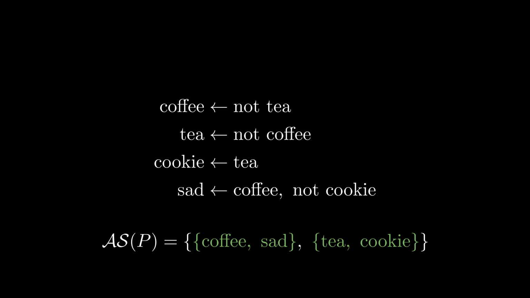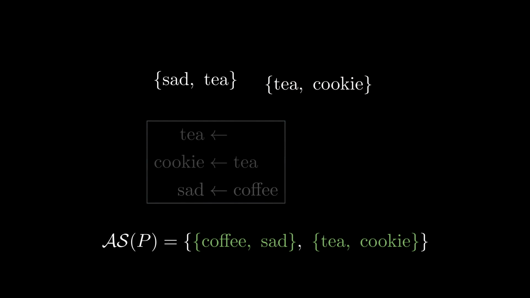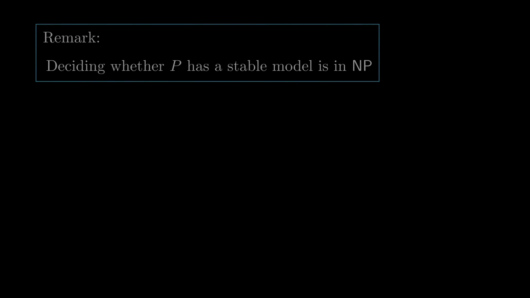If we have n atoms, then we might need to test 2 to the n interpretations to know whether there even exists a stable model. Well, we can of course guess a stable model, provided it exists, and then easily check whether it is indeed stable. As we have seen, this checking step is easy. It suffices to compute the reduct and its minimal model. This means that satisfiability under the stable model semantics is in the complexity class NP.